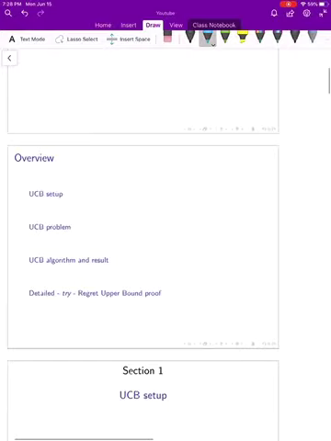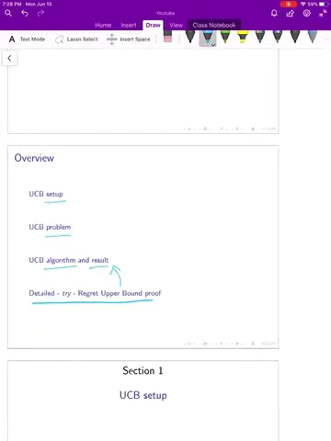The overview of this video is to introduce you to the setup and the problem itself, and a short description of the algorithm and its result. And the most important part of this video is to get you a feel for the proofs to prove the result in this paper.